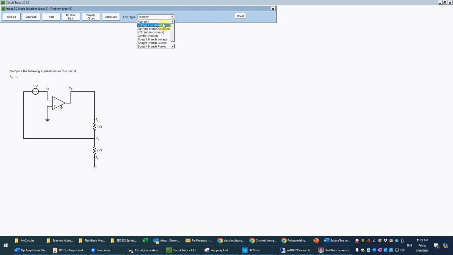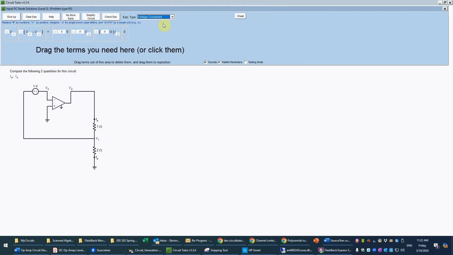So since we have a voltage source, we will need a voltage constraint equation. Since we're going to do a nodal analysis, remember that nodal analysis is virtually always used for operational amplifier problems because of the fact that they may be non-planar and they do have hidden circuitry inside of the op-amp itself.